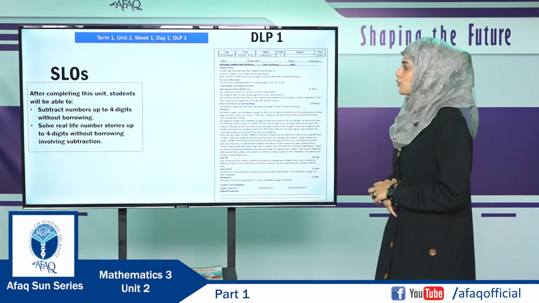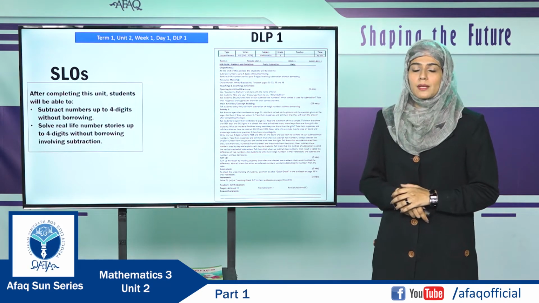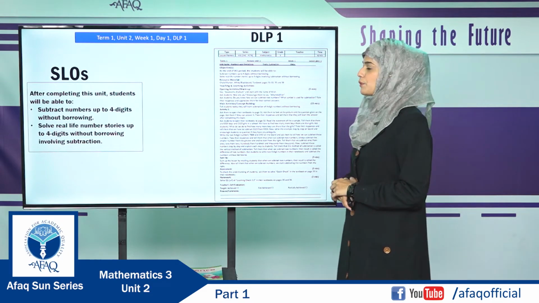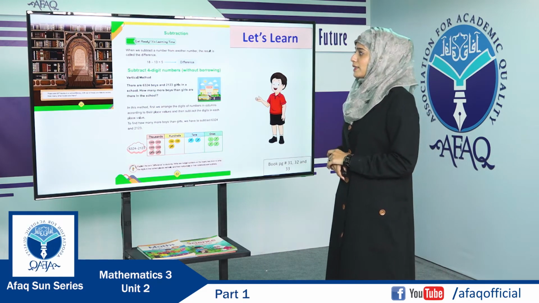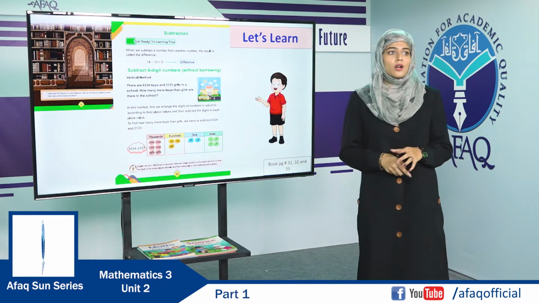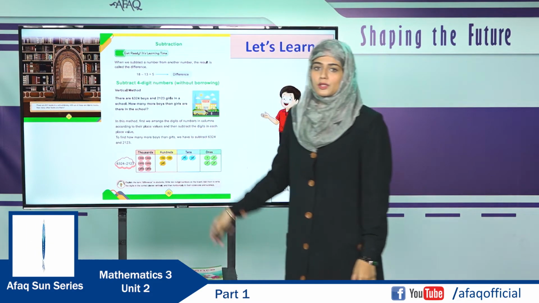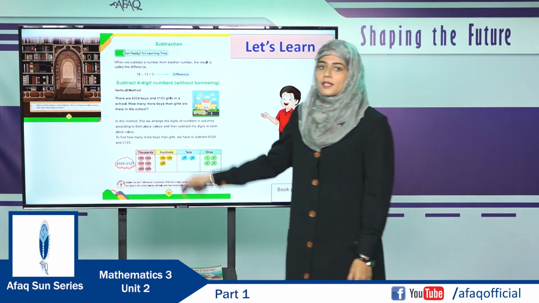In this SLO, we are going to subtract numbers up to 4 digits without borrowing. To cover this, the methodology has been given in DLP 1, which falls in Term 1, Unit 2, Week 1, Day 1. When we subtract a number from another number, the result is called the difference. For example, 18 minus 13 is equal to 5. This is the result and it is also known as the difference.